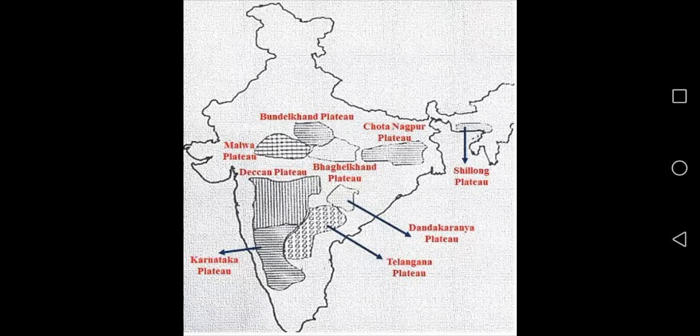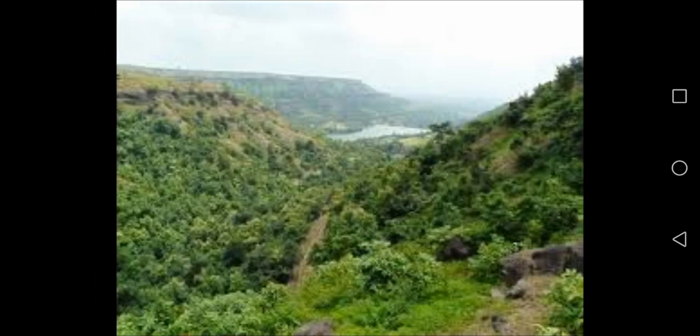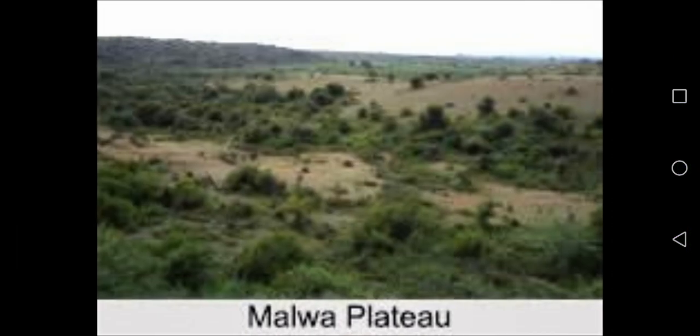So the Peninsular Plateau further has different types of plateaus. Those are very famous in the entire world. Forests are also famous on the Deccan Plateau, and the Malwa Plateau does not have very dense forest cover because it is an interior part, so rainfall is lower there.